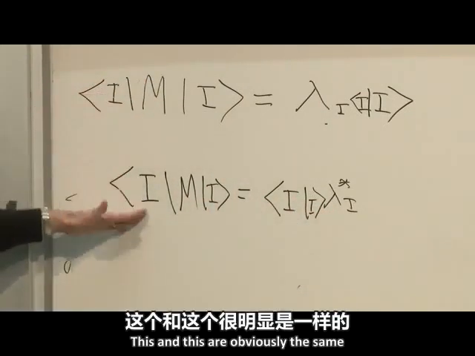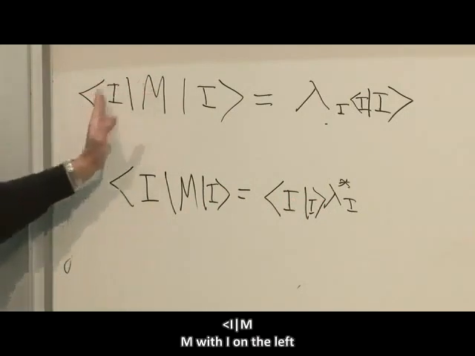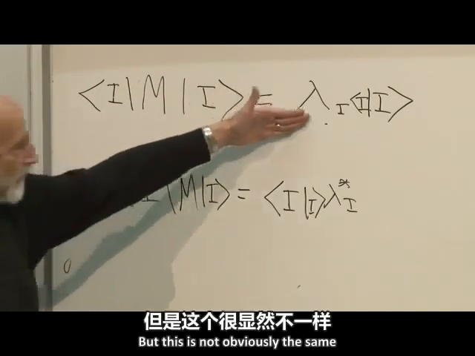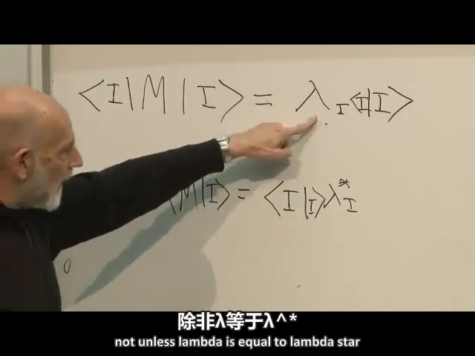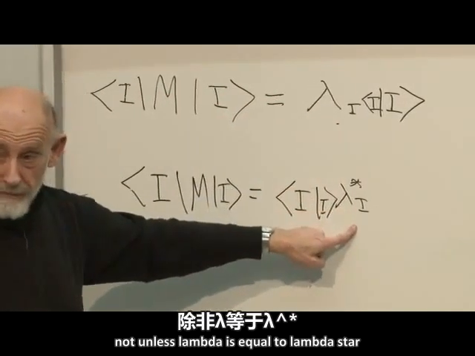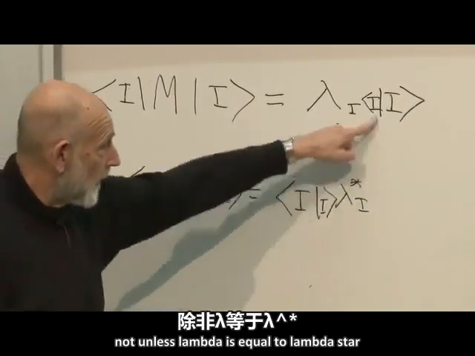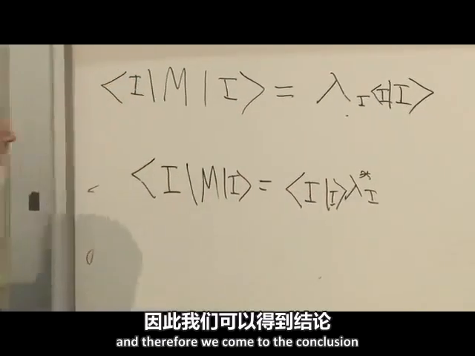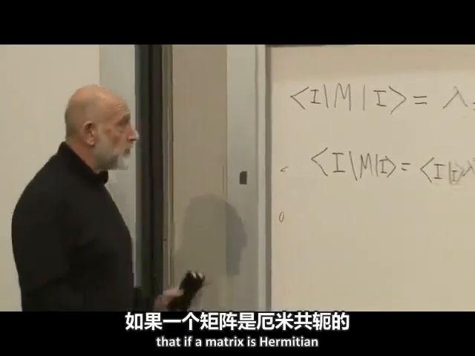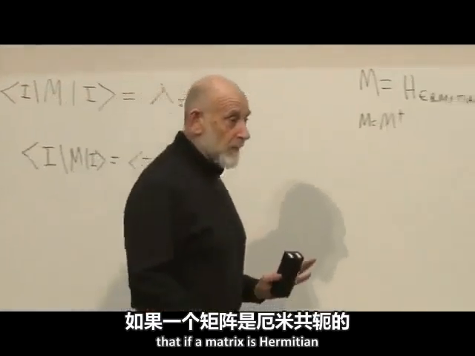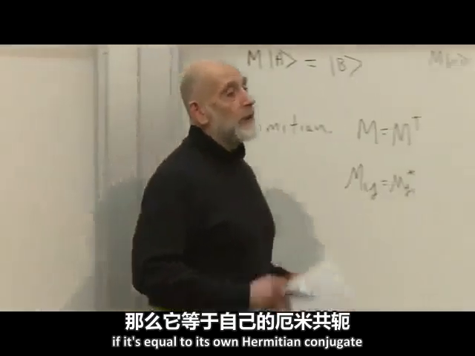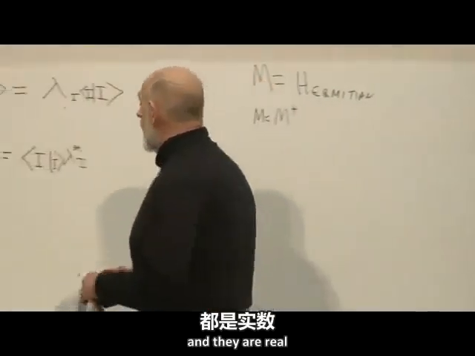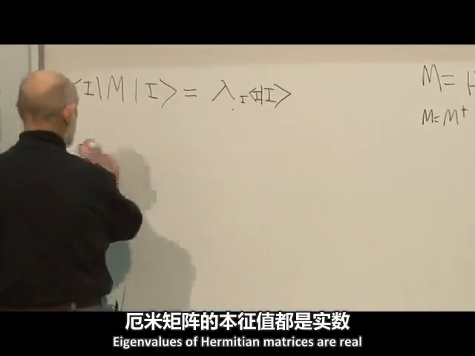This and this are obviously the same. M with I on the left and I on the right is the same as this. But this is not obviously the same. Not unless lambda is equal to lambda star. I here is the same as I here. That cancels out. And therefore, we come to the conclusion that if a matrix is Hermitian, if it's equal to its own Hermitian conjugate, then its eigenvalues are equal to their own complex conjugates, and they are real. Eigenvalues of Hermitian matrices are real. That's the first step.